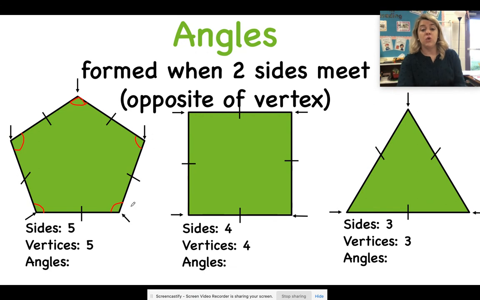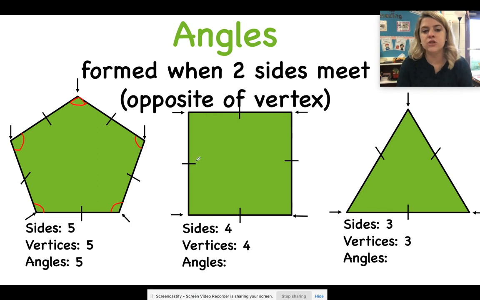Okay, so a pentagon has 5 sides. It has 5 vertices. How many angles does it have? 1, 2, 3, 4, 5. Boom, it has 5 angles.